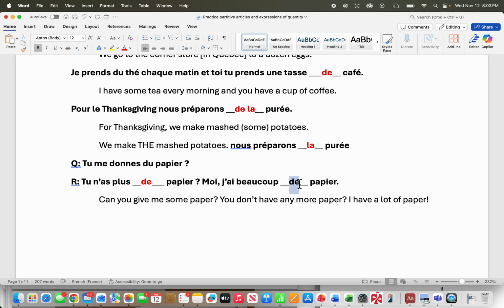So it turns out we're going to add something else to our list of set expressions. We have beaucoup de. We have ne plus de. That means not anymore. And we have un peu de. And we could also just say peu de. Those are more set expressions. It's true that they're not saying a cup of, a glass of, a plate of, a slice of, but these are set expressions of quantity. These are actually expressions of quantity that use de.